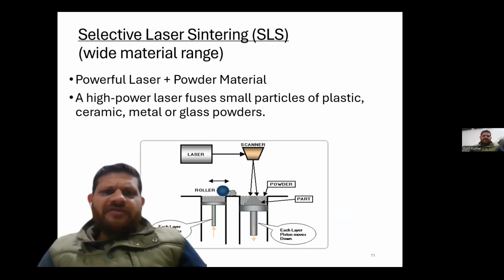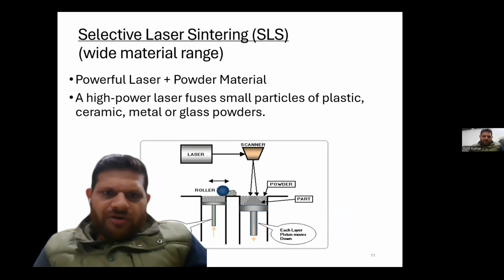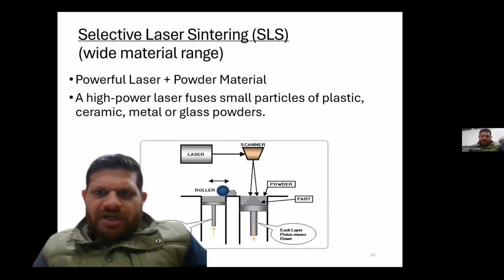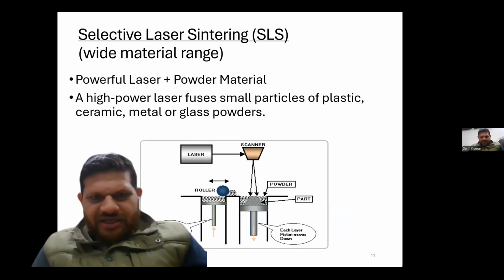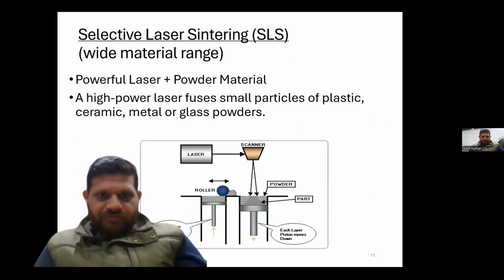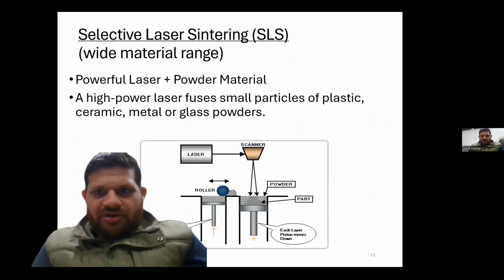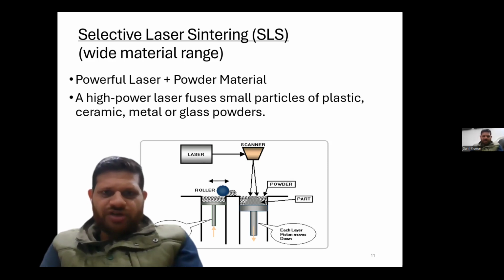As per selective laser sintering, that is SLS, it is based on the principle that a high power laser fuses small particles of plastic, ceramic, metal, or glass powder. Definitely, the frequency and intensity of the laser will depend upon what type of material we are going to use, whether ceramic, metal, or glass, or even plastic. So it has two combinations, that is a powerful laser and powder materials.